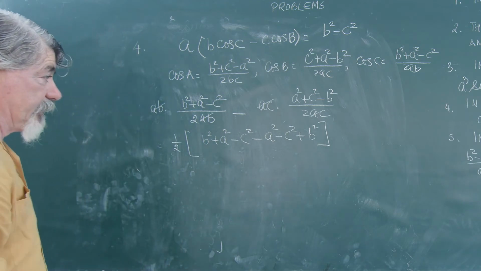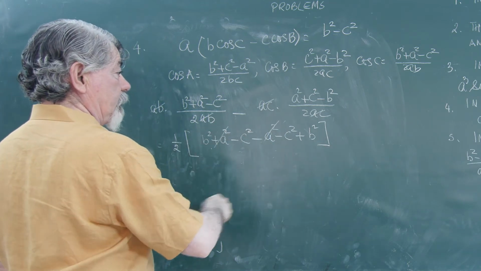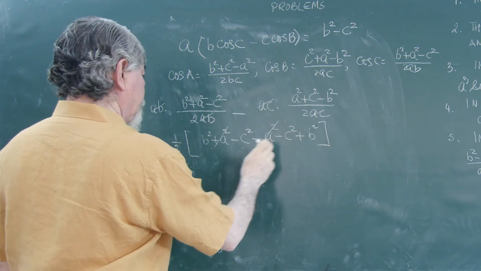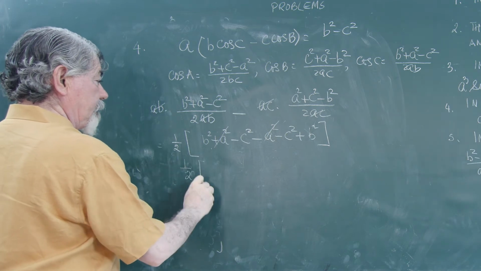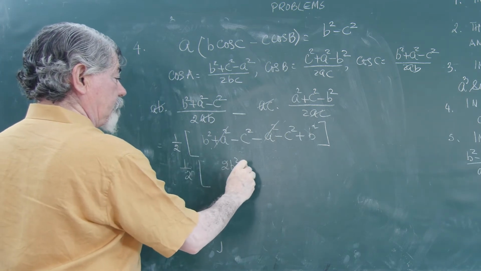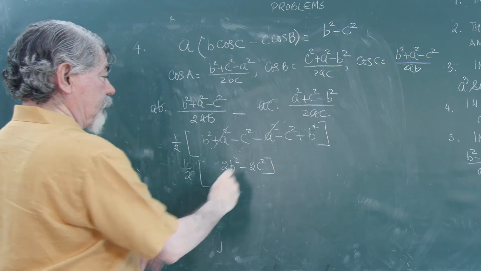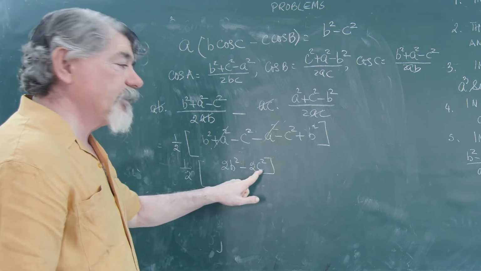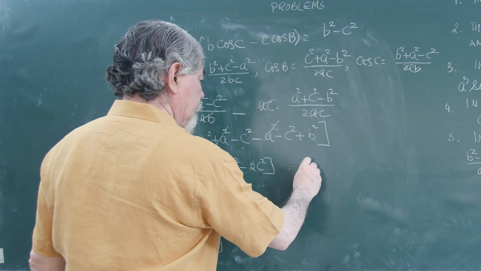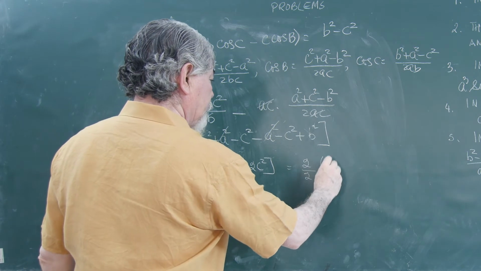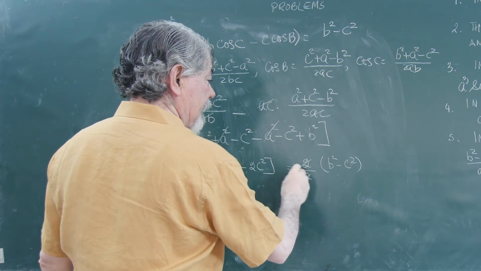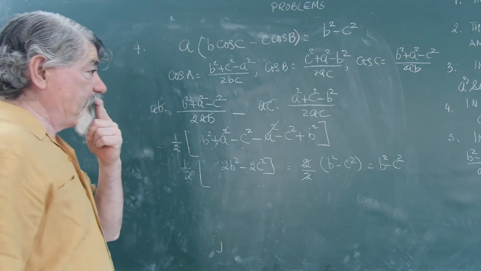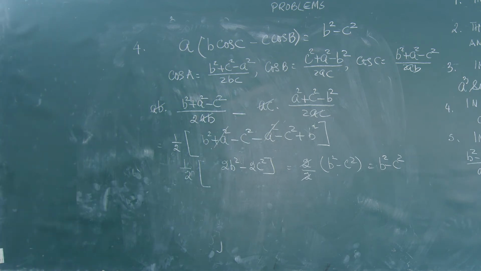Now let us see what we can cancel. a square with minus a square. b square will remain, because it is plus as well as this is plus. So 1 upon 2, it will become 2b square minus 2c square, because plus b square plus b square is 2b square, and minus c square minus c square is minus 2c square. I can take out 2 common, and this will cancel with the 2 already here. Your answer will be b square minus c square.